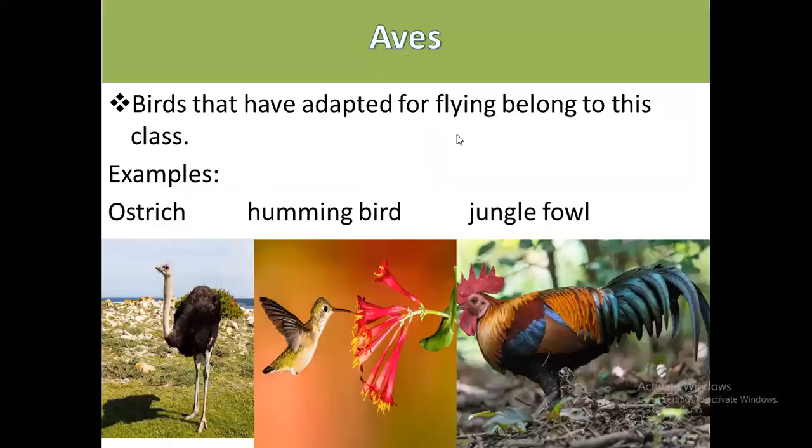Now look at this one, Aves. Aves means birds, the group of animals, birds. Birds that have adapted for flying belong to this class. But there are some birds that can't fly. For example, ostrich can't fly. Hummingbird, jungle fowl, right? We can take them as Aves. The group Aves means birds.